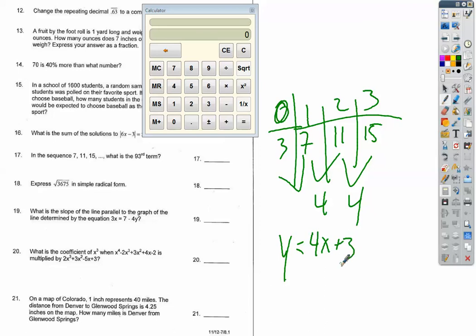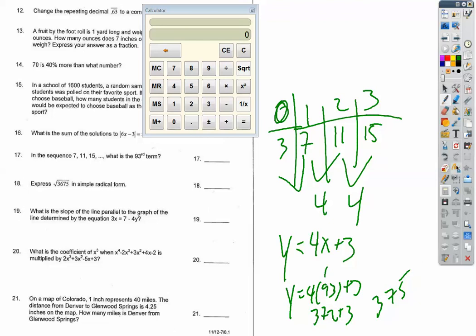So we want the 93rd term. So y is equal to 4 times 93 plus 3. 4 times 93. So 4 times 3 is 12. Carry the 1. That's 37 plus 3. So that should be 375.